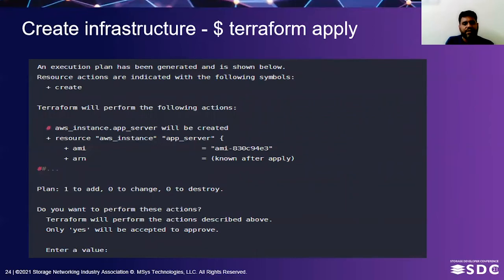Once we have created the infrastructure, we can apply it by using the terraform apply command. Once we execute it, an execution plan is generated, and we can see what actions Terraform is going to take by the symbols. In this case, it uses the plus symbol to create. You can see the message here, Terraform will perform the following actions. It creates the AWS instance app_server: resource aws_instance app_server. We can see all the related information here.